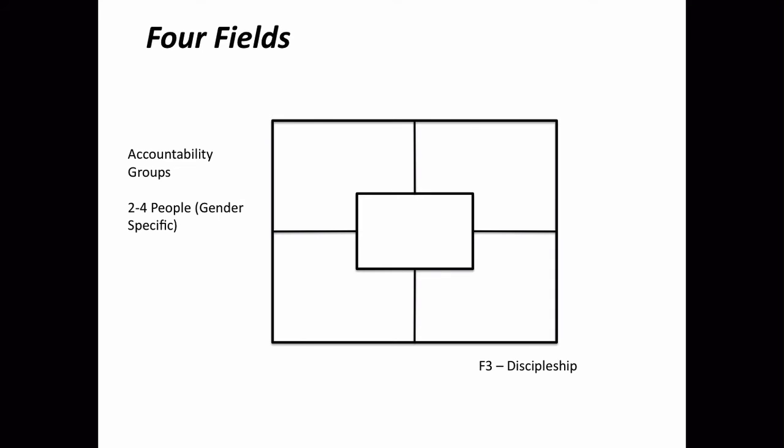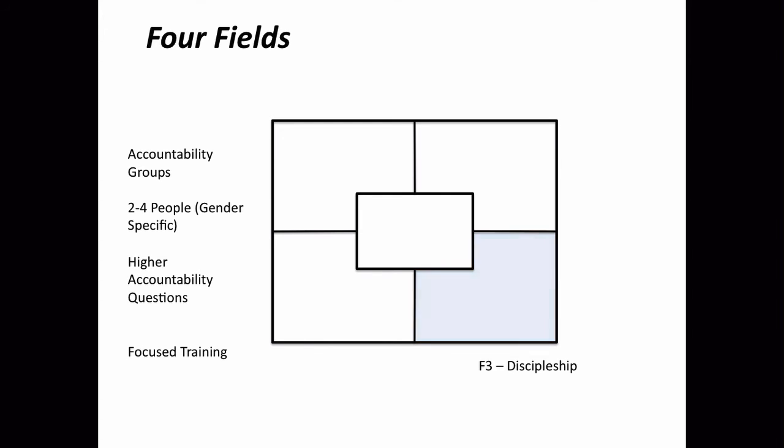There are 2 to 4 people. They're gender specific, men's groups, women's groups. They use higher accountability questions, going deeper, and of course they're focused on training the next generation of disciple makers. So that's the disciple making or discipleship part of the four fields.